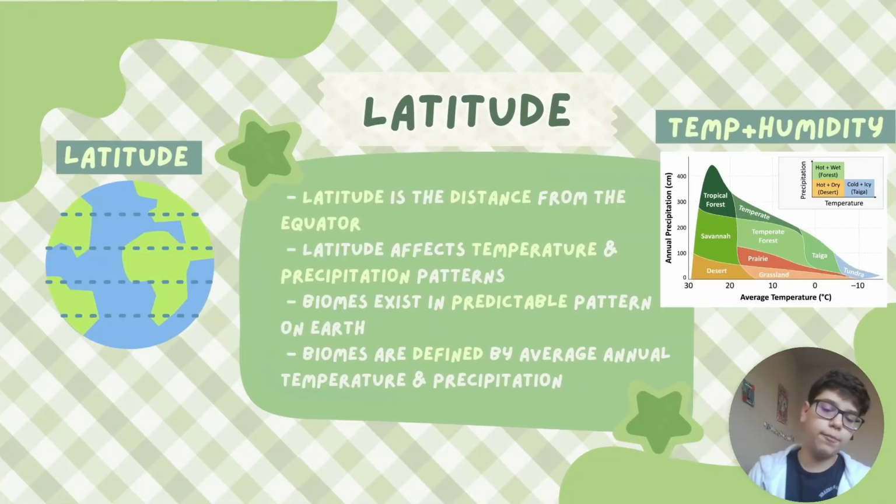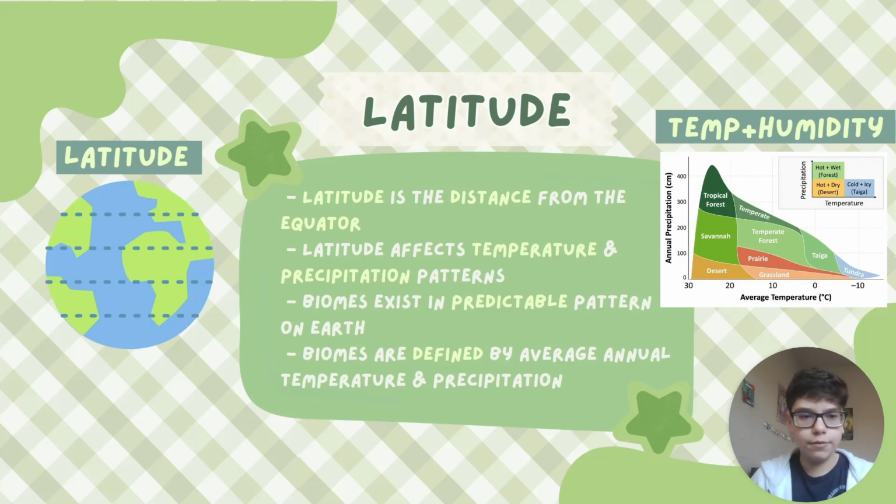So first, what's really important to know is what is latitude? Latitude is a distance from the equator. We'll go into what the equator is if you're not sure right now. What this really matters for is that the distance from the equator helps us identify what type of biome we think will be there. It'll help us predict that biome, and we can do that because biomes exist in a predictable pattern. We can do that because latitude can affect temperature and precipitation patterns, so by measuring them, we can guess what biome there is.